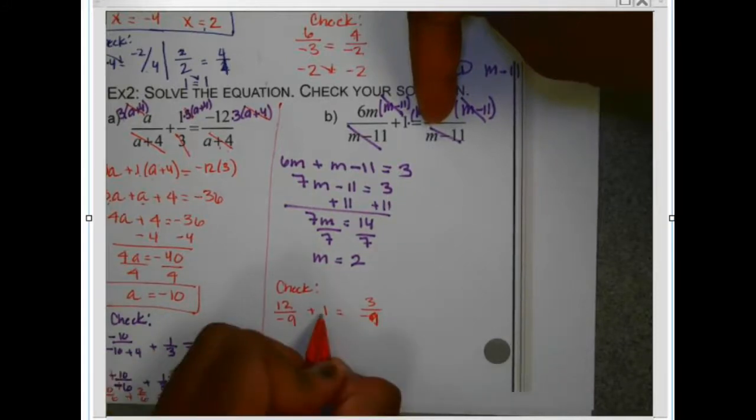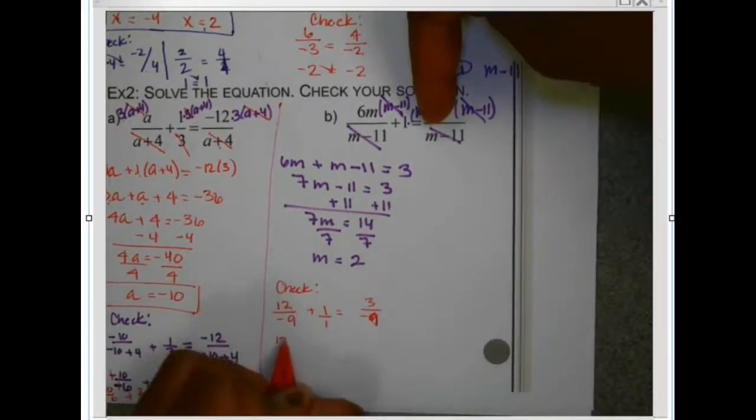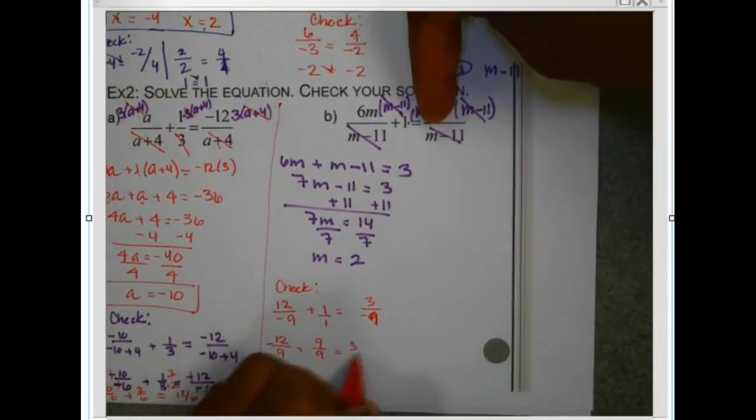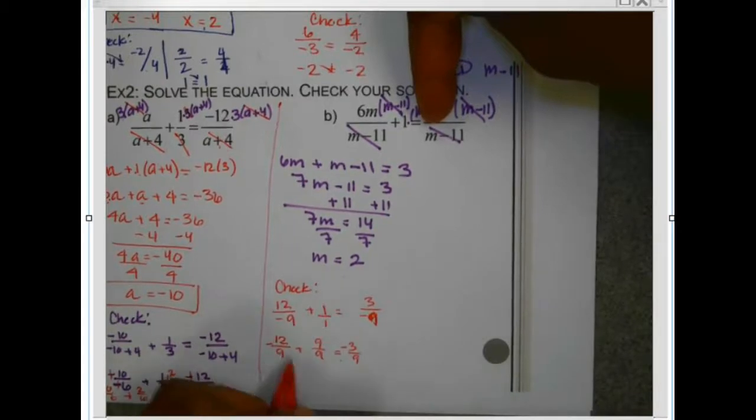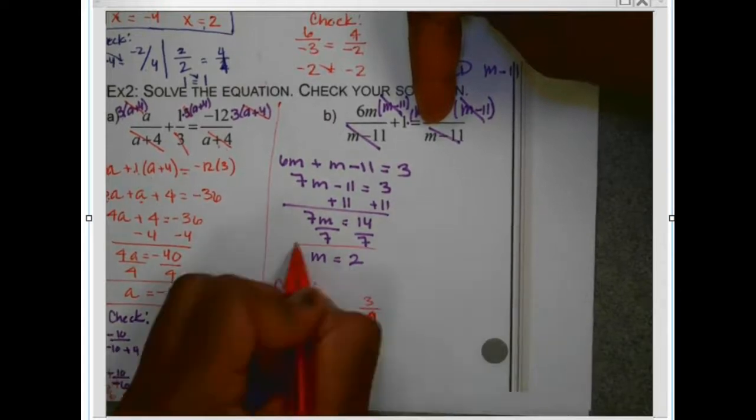Okay, so this as a fraction, let's put it over 1. This is 12 over 9. 9 over 9 equals 3 over 9, negative. Yeah, it does. Negative 12 plus 3, plus 9 is negative 3. So this checks out wonderfully.